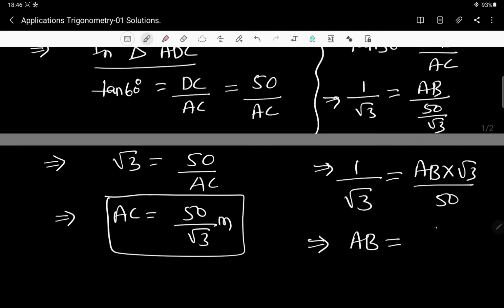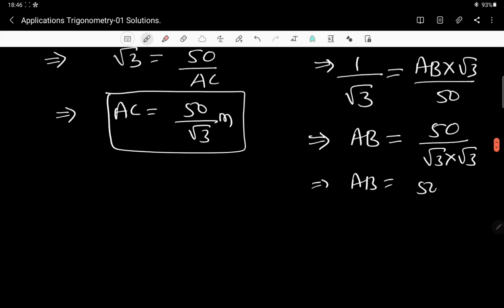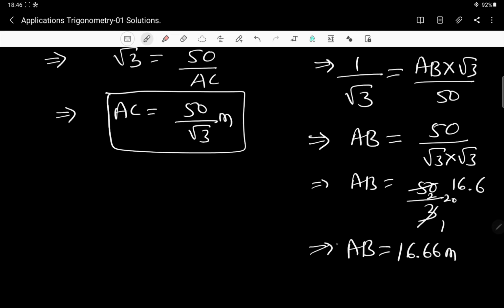So you can send this 50 this side. 50 divided by root 3 is as usual there. Again one more root 3. So AB is equal to, it becomes 50 divided by 3. You can keep it like this. Otherwise 3 ones are 3, 3 5s are 15... 3 6 18, then 2 is the carry, then again 6. So that is 16.66 meter.